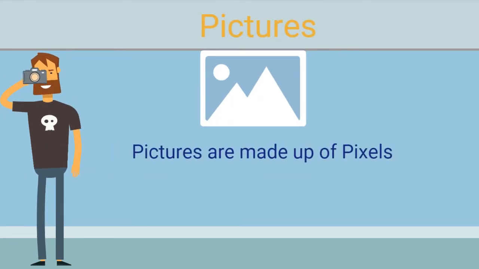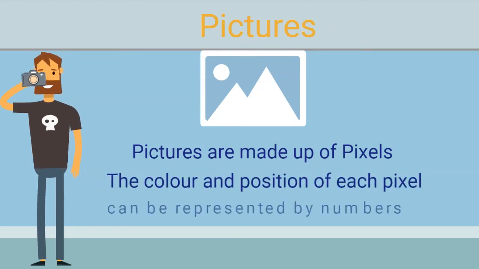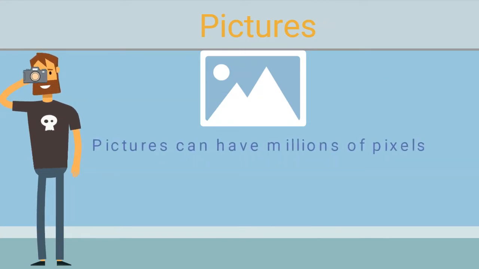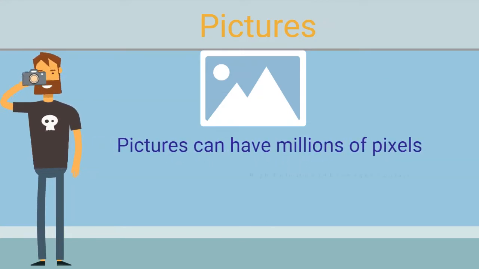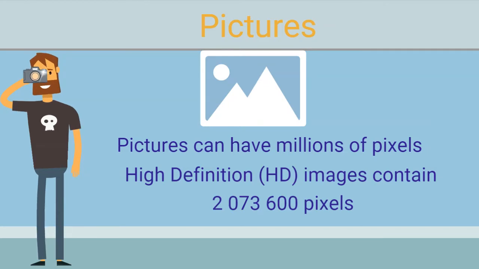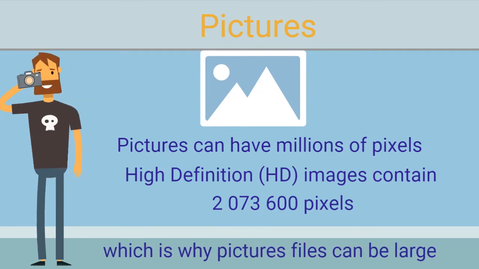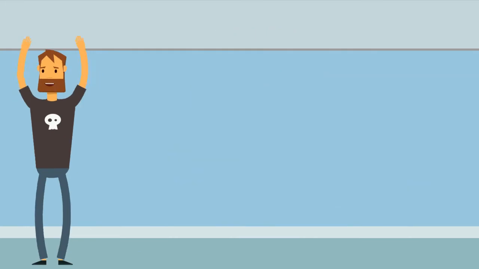Pictures are made up of picture elements called pixels. The color and position of each pixel is stored as a number. The more pixels a picture contains, the better the quality of the image. A high-definition image typically has a little over 2 million pixels, with each requiring a color and a position. Pictures therefore have larger file sizes than documents.